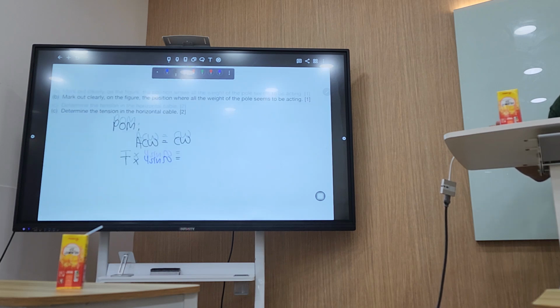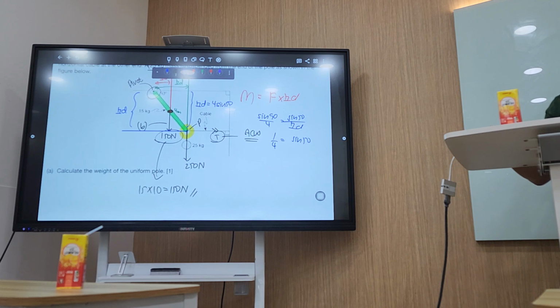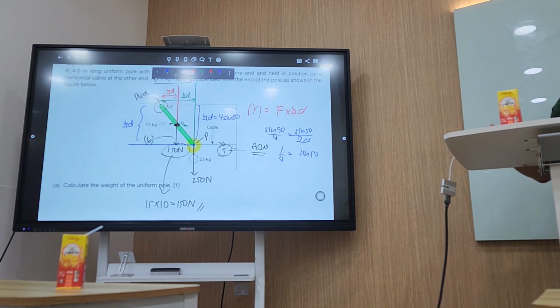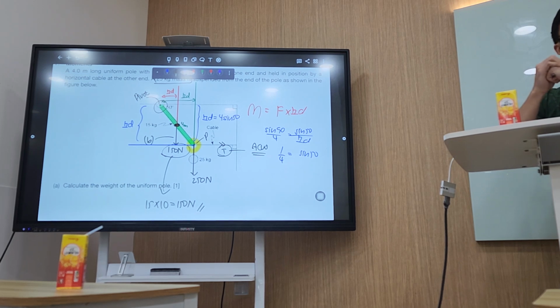What's your clockwise moment? This balance is in equilibrium, so anti-clockwise equals clockwise. What is the force for clockwise? You tell me now, which forces are involved in your clockwise movement? 15 kg is not a force.